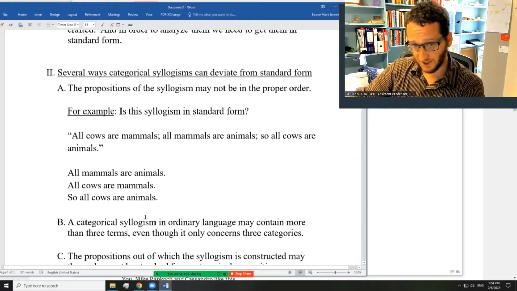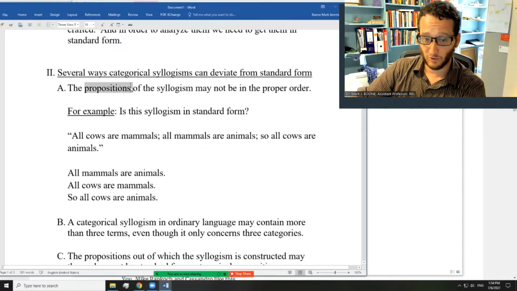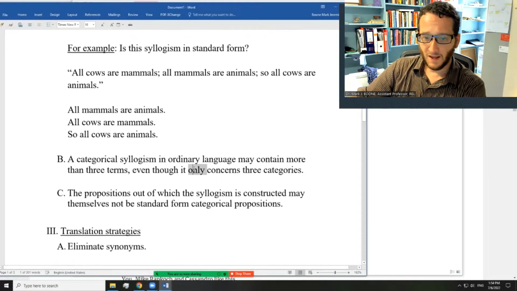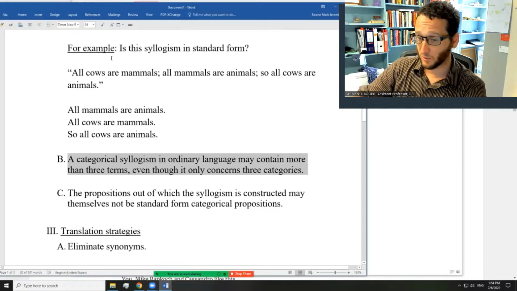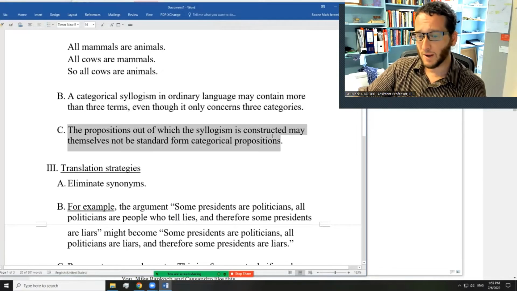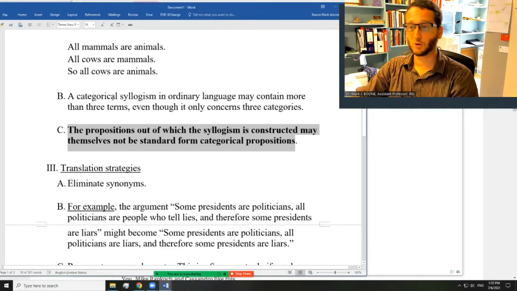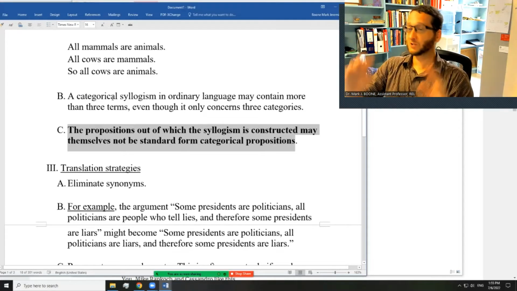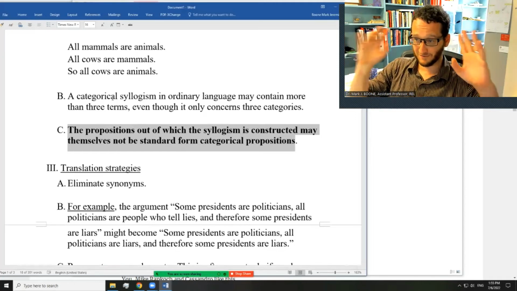All right, so now this one's in standard form. You have to get them in the right order. What else? A categorical syllogism might contain more than 3 terms, even if it only concerns 3 categories. I think I'll just leave that there because I think we're likely to get back to it in a moment. The propositions out of which the syllogism is constructed may themselves not be standard form categorical propositions. Once again, for this one, just go back to video number 15.